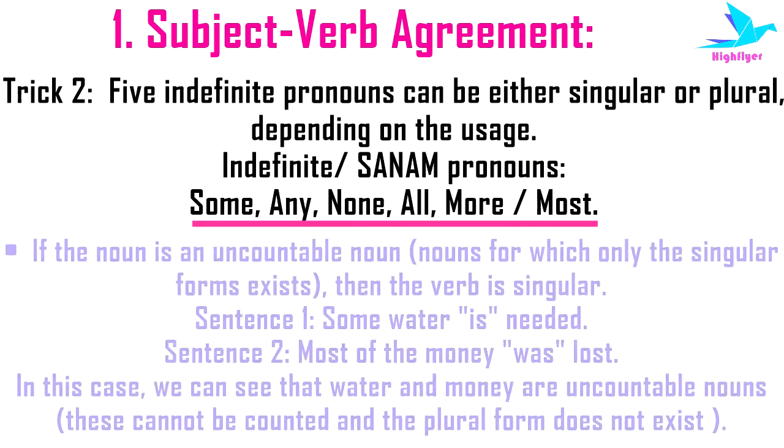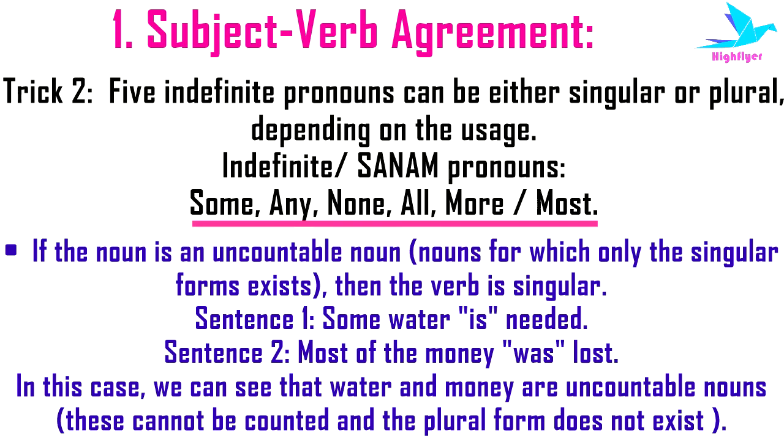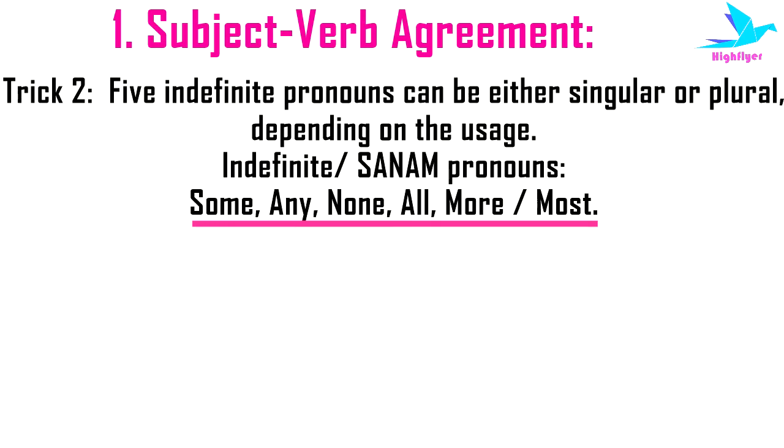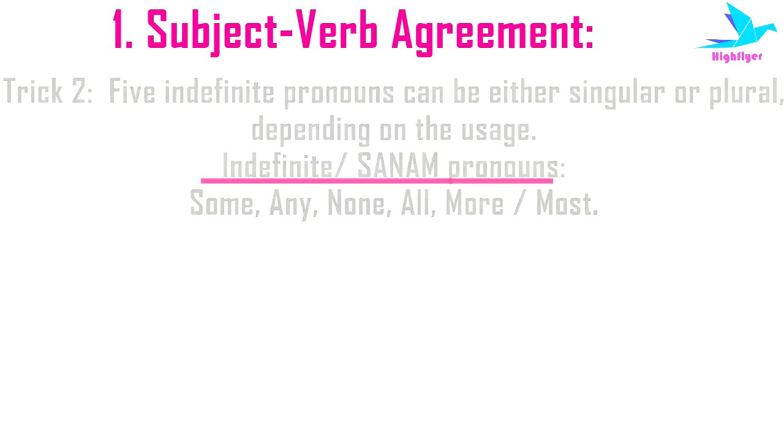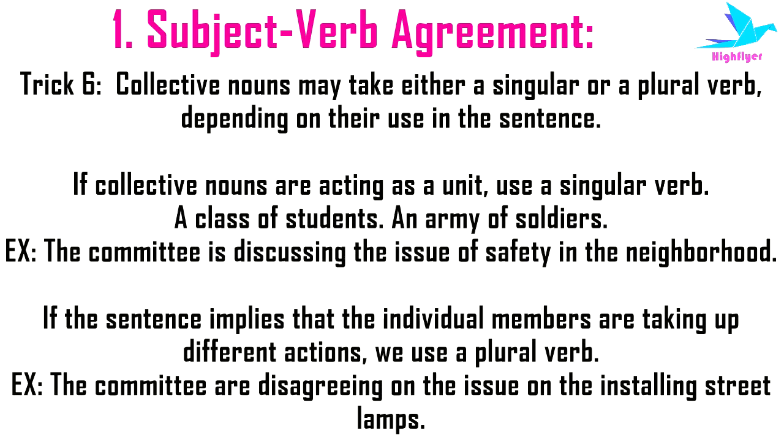And the second case, which contradicts this case, is if the noun is an uncountable noun, then the verb is singular. For example, some water is needed or most of the money was lost. Now in this case, we see that water and money are uncountable nouns. Therefore, the verb which is used is singular, that is is and was. So both the words some and most are in one case used as singular and in the other case used as plural.